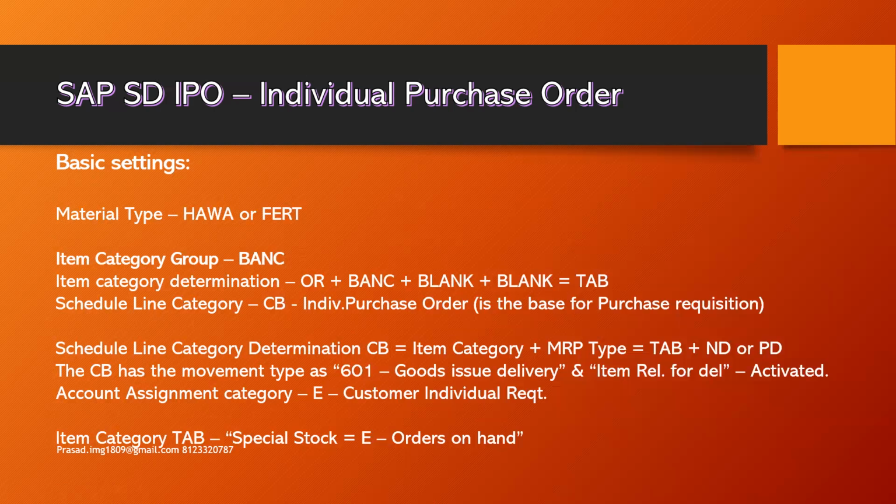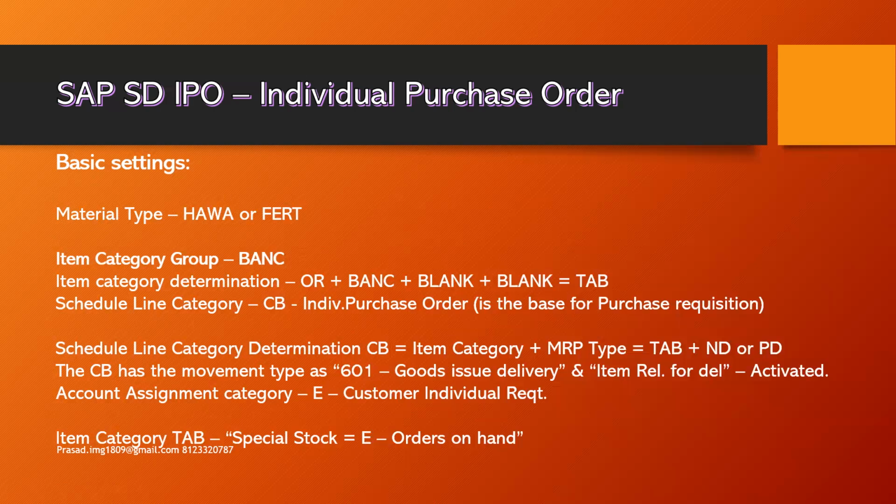Here, like the standard schedule line category CP, the schedule line category CB has the movement type 601, that is goods issue delivery. Also, the item relevant for delivery field is activated in the schedule line category. That means we are instructing the vendor to deliver the goods at our premises, so that we will do the delivery from our premises to our end customer.